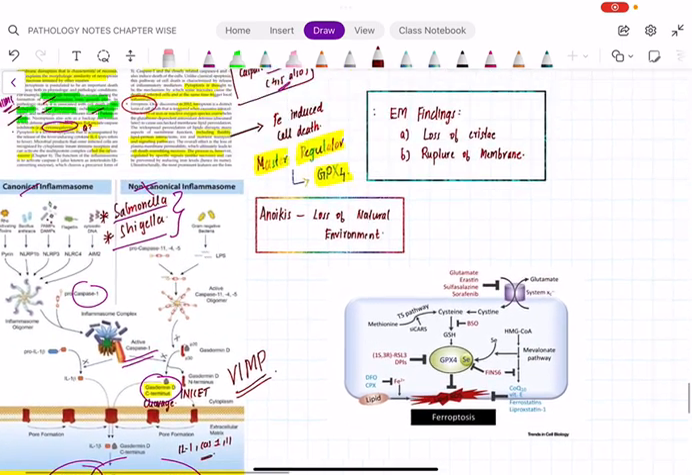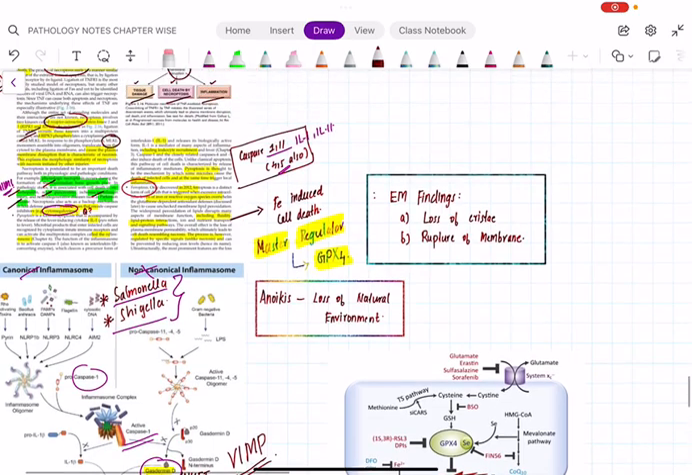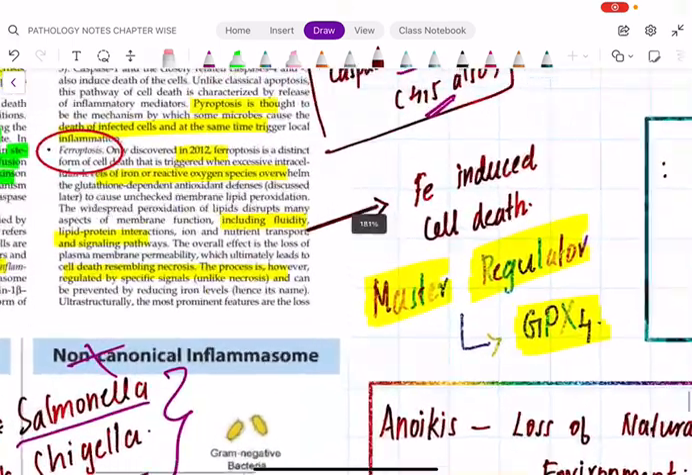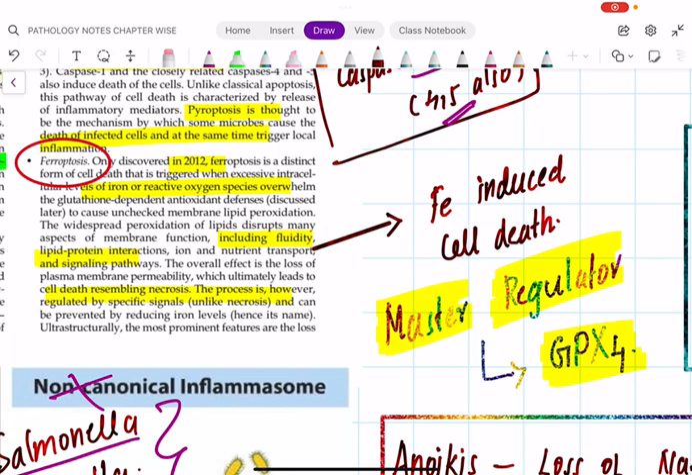Once this is done, let us see the next pathway, that is ferroptosis. Again, a 10th edition update. Iron-induced cell death. You have learned in biochemistry that iron will produce free radicals, the Fenton reaction. The free radicals are responsible for the injury. Not that significant; just remember it is an iron-induced cell death.